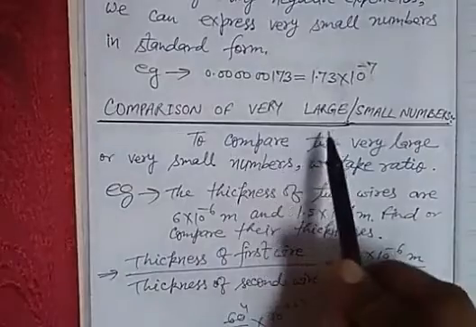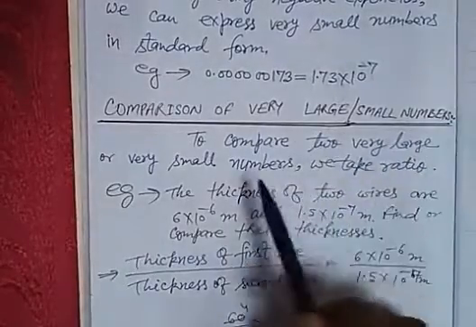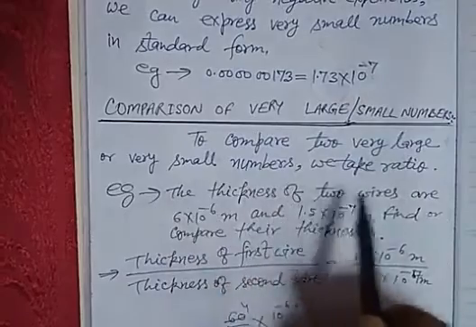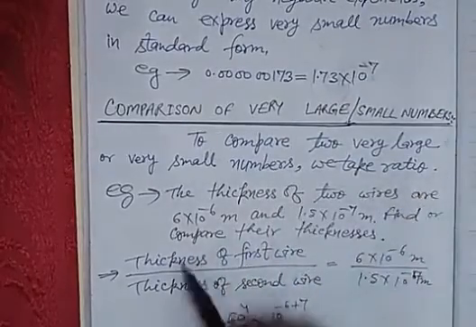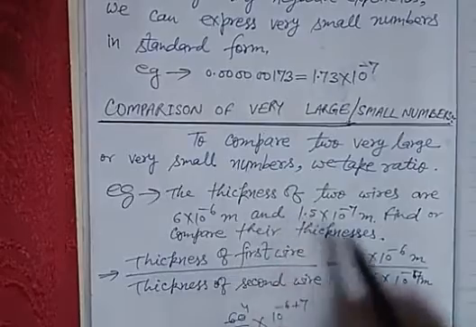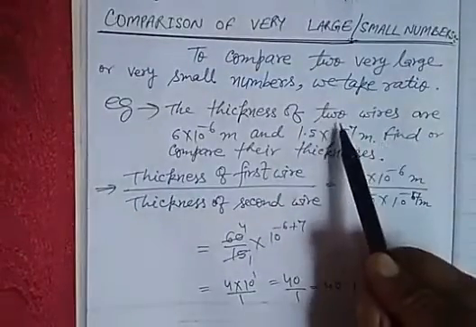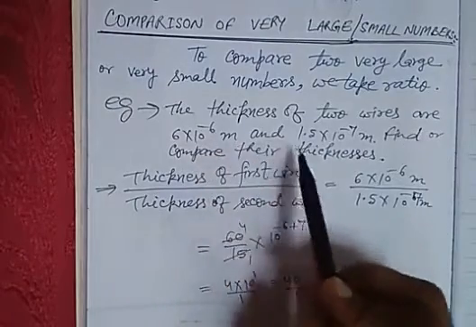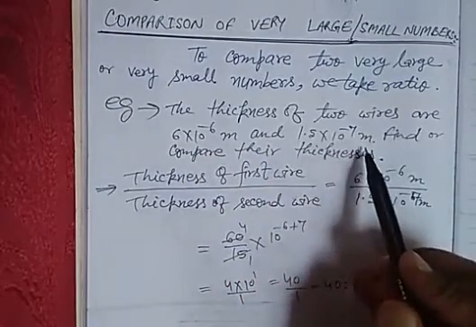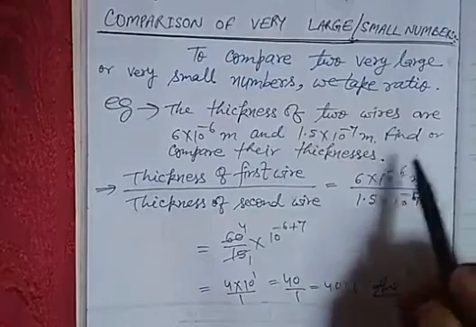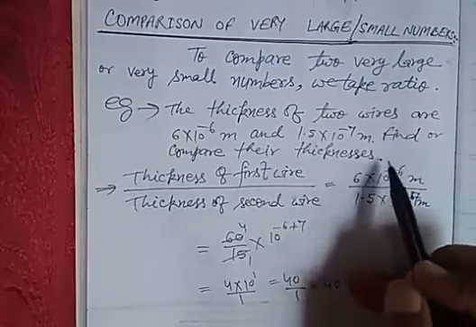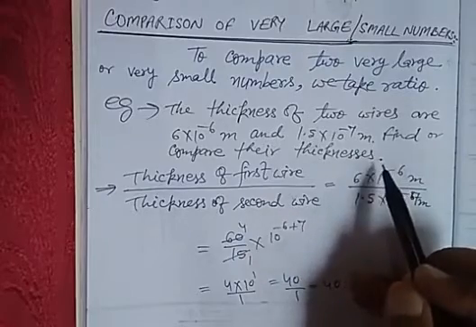Now, comparison of very large and small numbers. To compare two very large or very small numbers, we take the ratio. For example, the thicknesses of two wires are 6 into 10 to the power minus 6 meter and 1.5 into 10 to the power minus 7 meter. Compare their thicknesses.